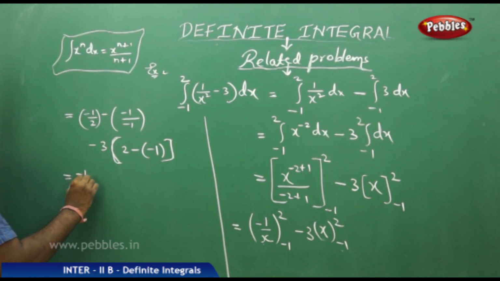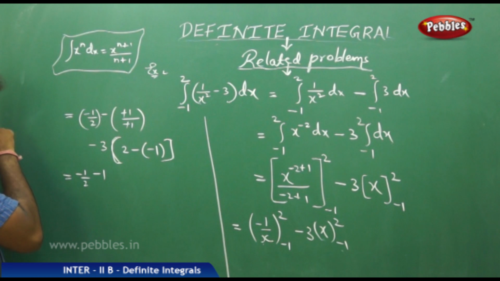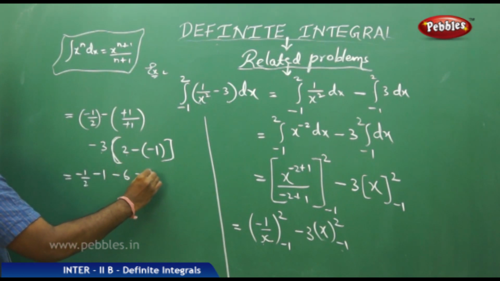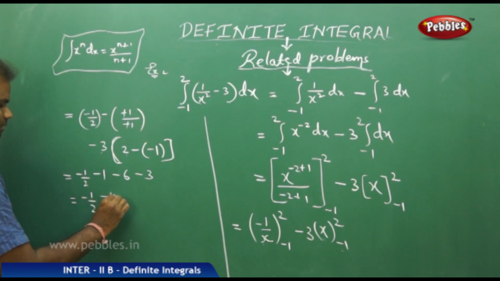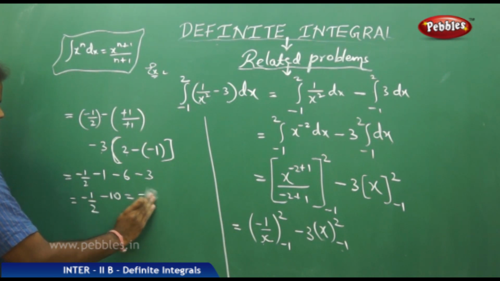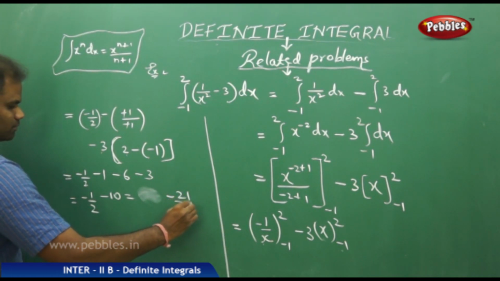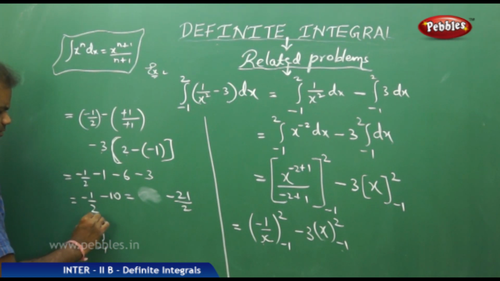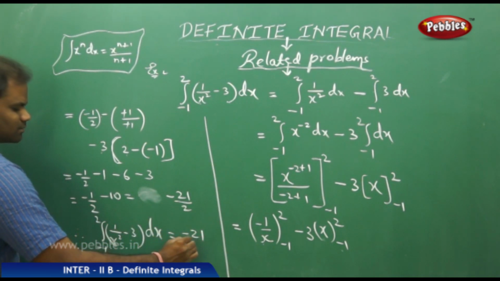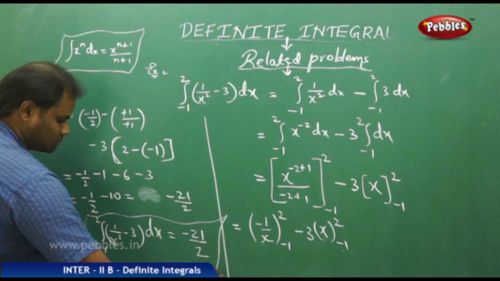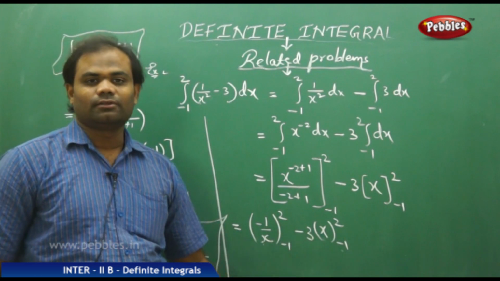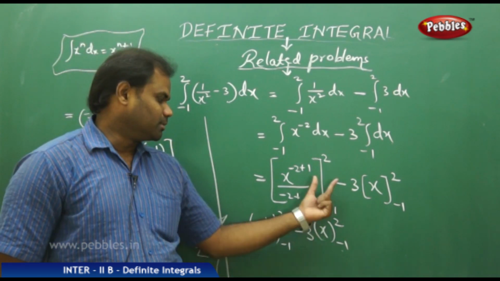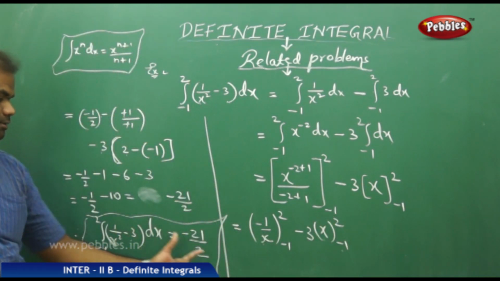So this on further simplification gives minus 1 by 2 plus 1, minus 3 times 2 minus 3 times minus 1, and therefore this will be minus 21 by 2. Therefore, the integral from minus 1 to 2 of 1 by x squared minus 3 dx is negative 21 over 2. This is how we understand the definite integral using the fundamental theorem of integral calculus: upper limit minus lower limit, and then we get the answer.